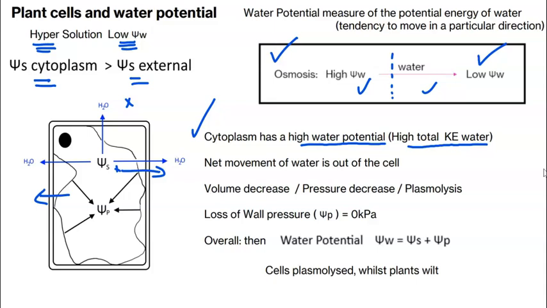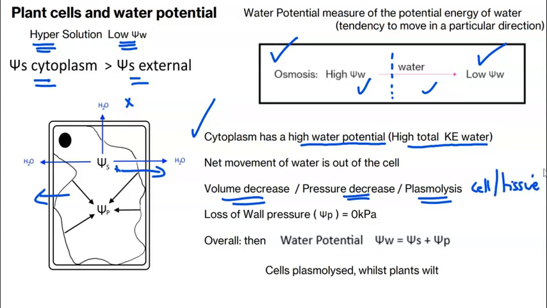Now the consequence of this, of course, is that there will be a volume decrease, there will be a pressure decrease, and of course you'll recall that this leads to a condition known as plasmolysis of the cell, of the tissue.